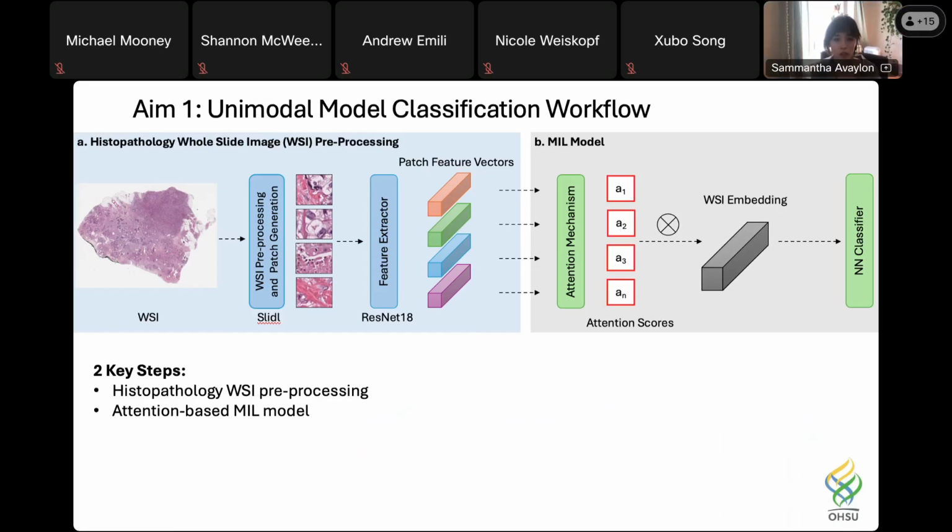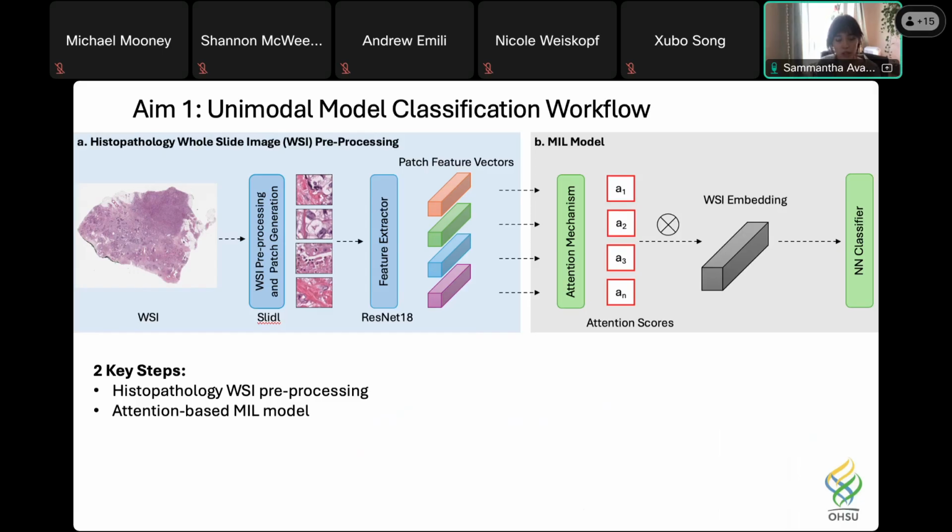And so here we can just see an overview of our unimodal model classification workflow. And so we could see that this workflow is broken up into 2 key steps, including histopathology whole slide image preprocessing, as well as the attention-based multiple instance learning model.